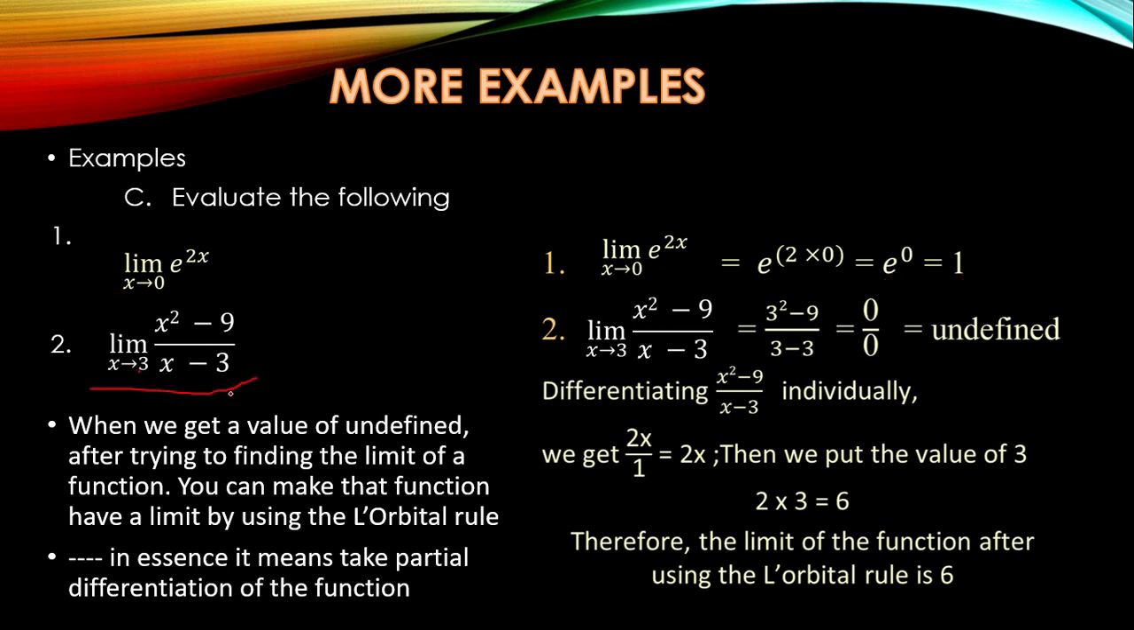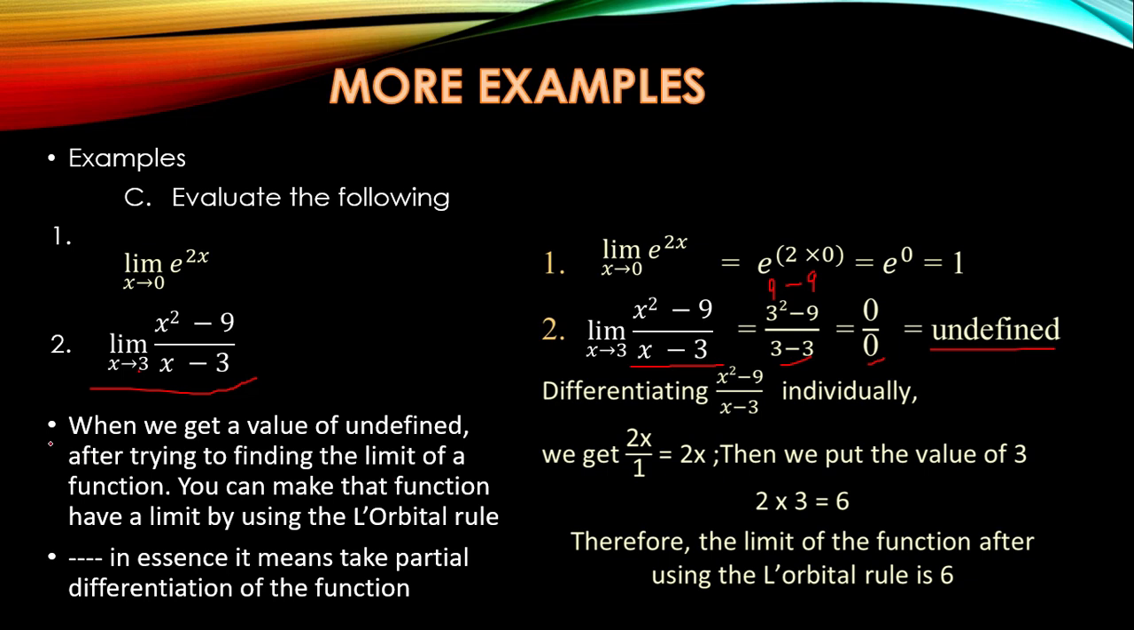Now let's look at the second function. In this function we can see that we are looking for the limit of this function as our variable x tends to 3. Putting it in our equation, instead of x I have 3, so I have 3 squared minus 9, then I have 3 minus 3. 3 squared is 3 times 3, which is 9, right? So I have 9 minus 9, and 3 minus 3. 9 minus 9 will give us 0. 3 minus 3 will also give us 0, giving us a value of undefined.